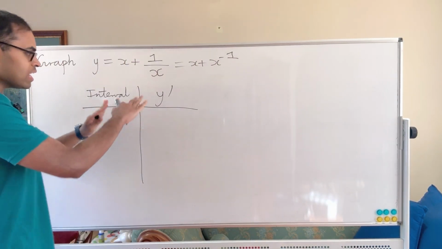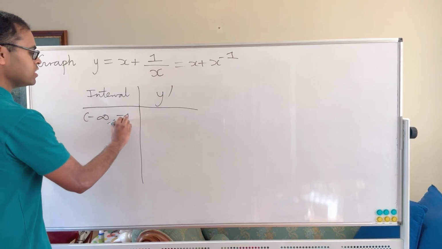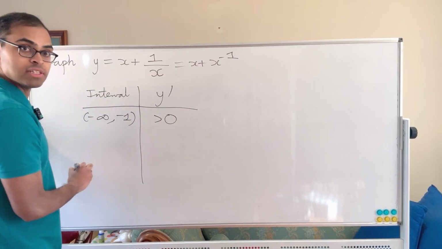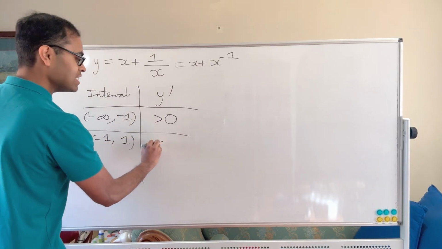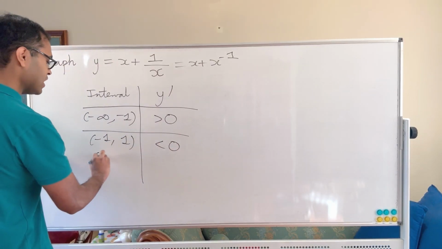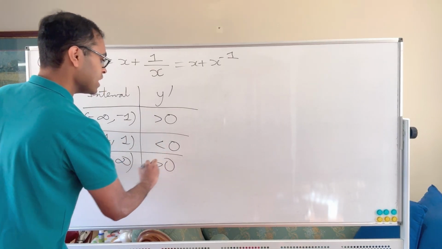All right, so I'm going to draw a little sign chart here, which is just to summarize everything. On the interval minus infinity to minus 1, we saw y prime was positive. Then on the interval minus 1 to 1, we saw that y prime was negative. And then on the interval 1 to infinity, we saw that y prime was going to again be positive. Okay, so that's our sign chart.